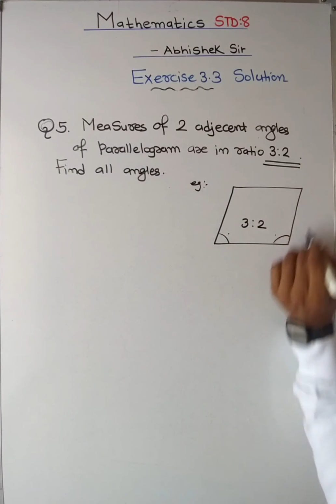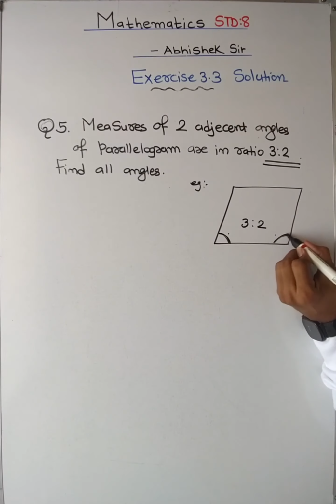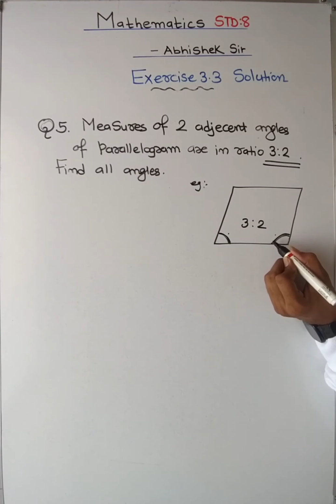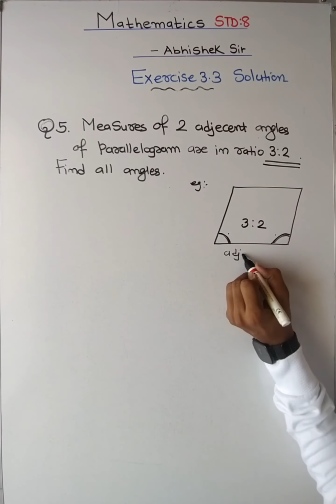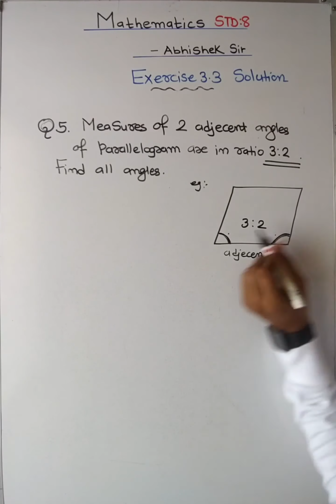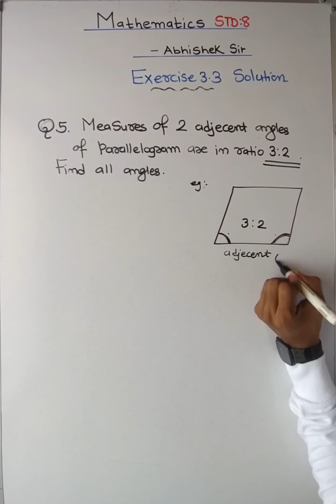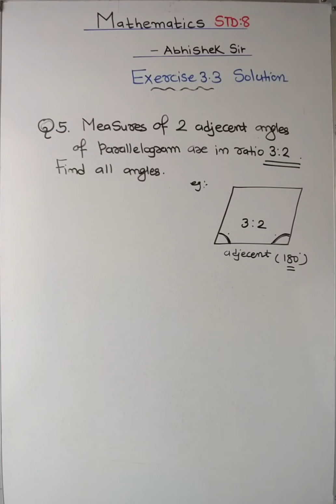So for example, I have drawn a parallelogram in which I have shown two different angles. These two angles must be adjacent, right? So they are adjacent, and we have a property related to adjacent angles. Remember that property, that these two, if added, will become 180 degrees. But here angles are not given, right? Only the ratio is given.